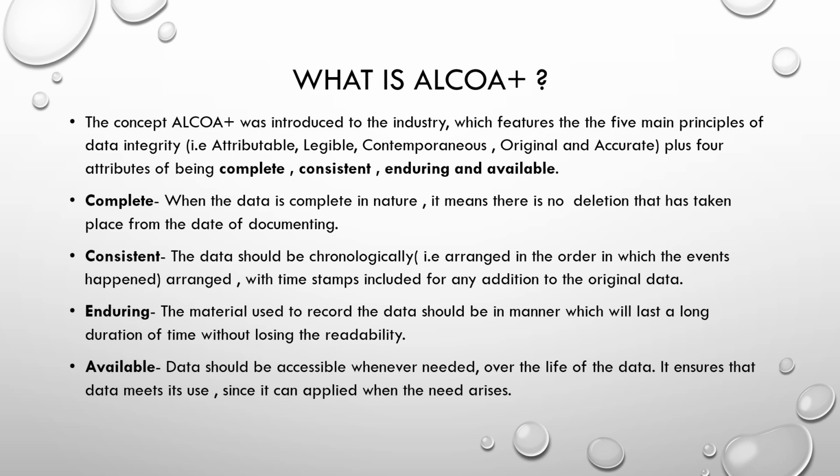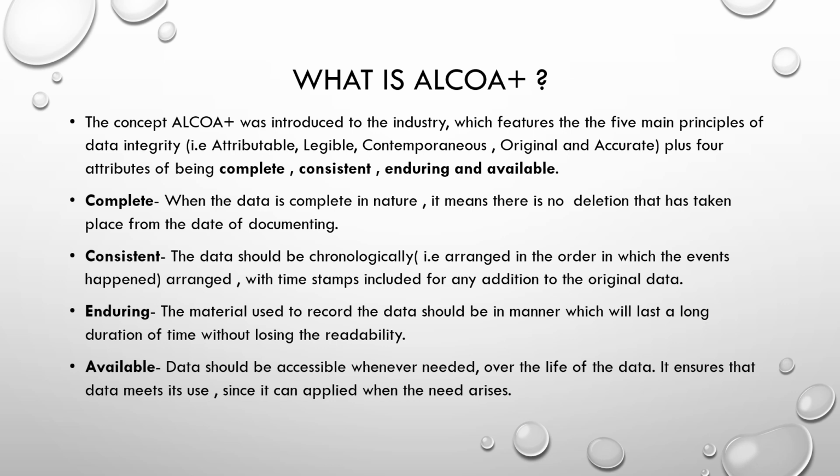Plus means there will be 4 more attributes. What are the 4 attributes? Complete, consistent, enduring and available. Now we are going to see the 4 attributes of ALCOA plus. Complete. When the data is complete in nature, it means that no deletion has taken place from the date of documenting. The data which is generated should be complete.